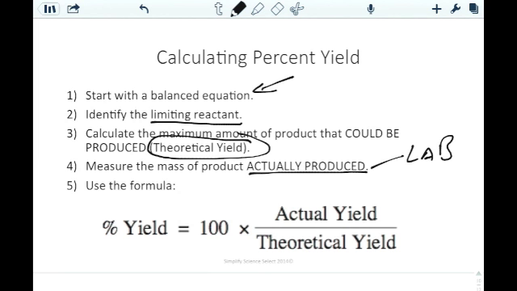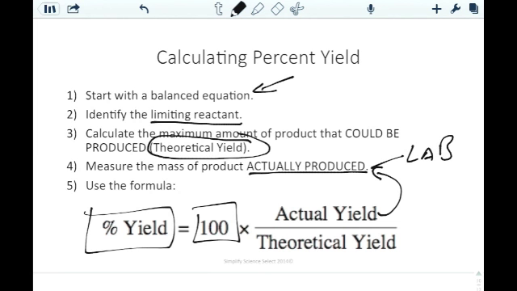Okay, that's what you get in the lab. And then you just use this formula here. Percent yield equals 100 times our actual, which is what we get from the lab, divided by our theoretical, which I would put next to theoretical, math. You have to calculate the theoretical yield. The actual yield comes from the lab. The theoretical yield comes from math.